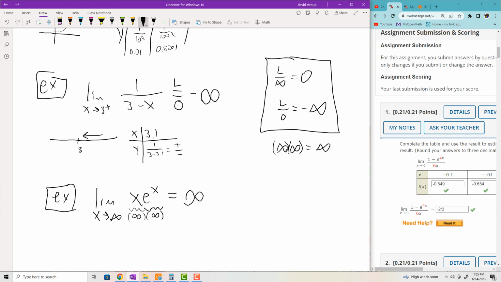So there's a lot of forms like that. There's like infinity times negative infinity. That'll just be negative infinity.